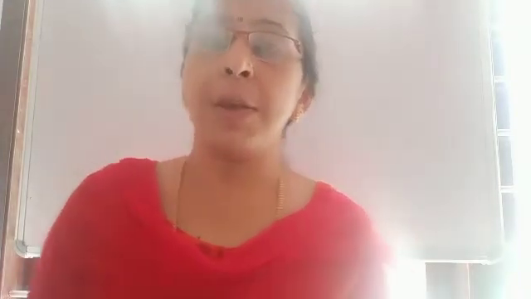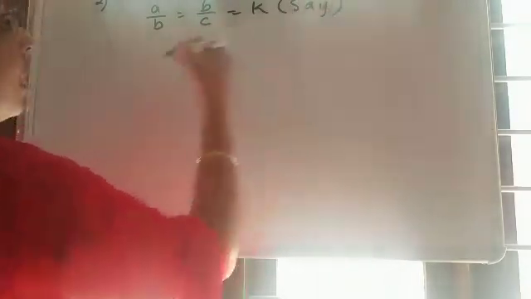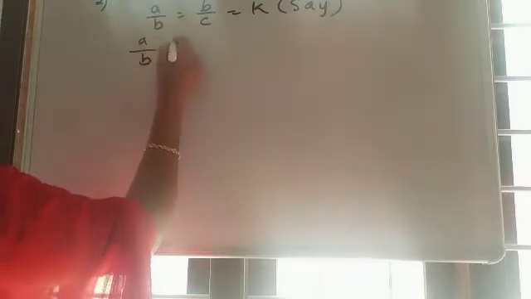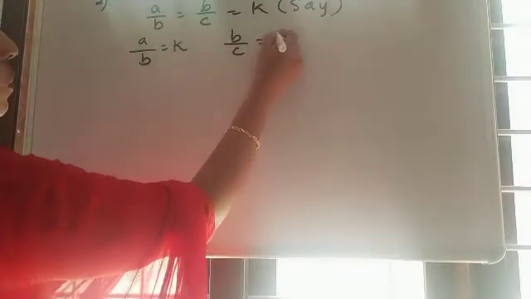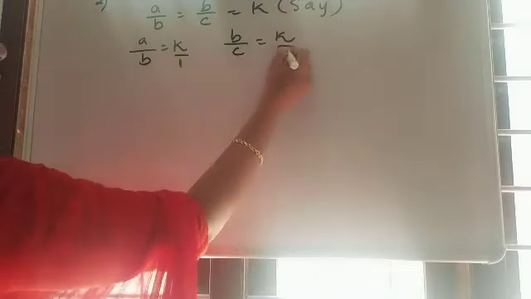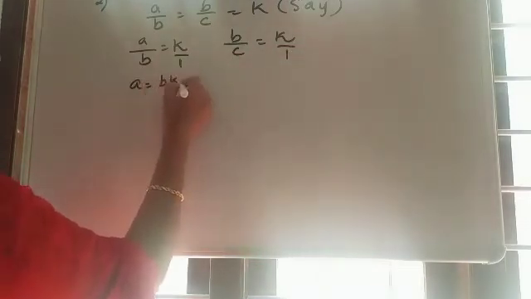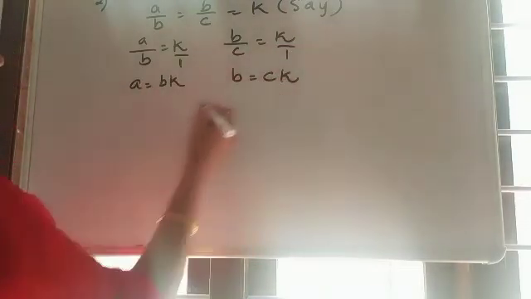So, given A, B, C are in continued proportion. So, how can we write? Since A, B, C are in continued proportion, we can write A is to B proportion to B is to C. That is, A by B is equal to B by C. Usually, we are writing it as K. Let it be K. So, we can write A by B is equal to K, B by C is also K. K can be written as K by 1. So, A is equal to BK, B is equal to CK.